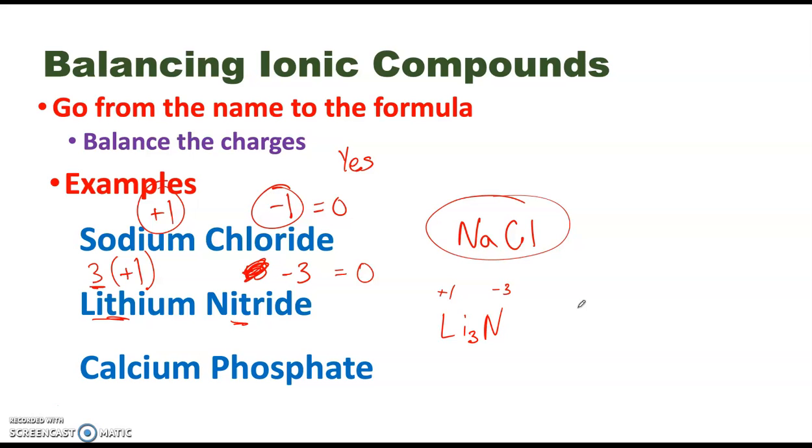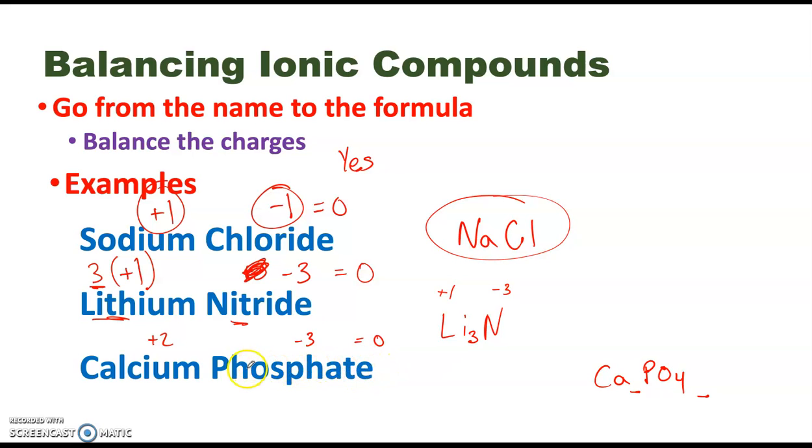The last one, calcium phosphate. Calcium is, I'm going to write it over here, Ca. Phosphate is PO4. So that's my formulas. Now I have to figure out, do I need to add numbers here and here? If the charge is balanced, then no. If they don't balance, then I'm going to have to add a little bit more to this. So in this case, calcium is a +2 and phosphate is a -3. Does that equal 0? No, that does not equal 0.